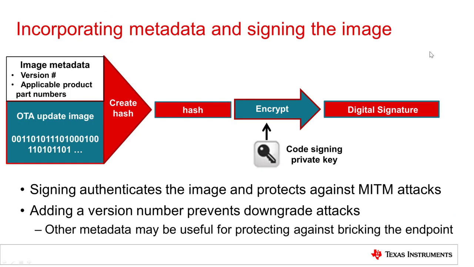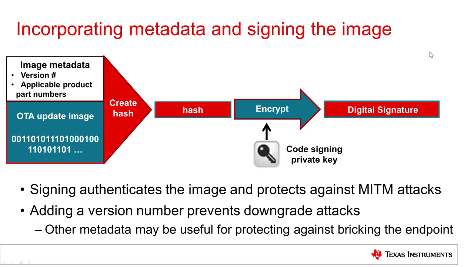So, how do we go about countering these security threats? The first step is to create a digital signature that we can use to sign the image. To do that, we would simply take the OTA update image, create a hash, and then we encrypt it using the private key of the code signing certificate to create the signature. By signing the image, we make it impossible for an attacker to pass malware via the OTA mechanism and then have that malware accepted as an upgrade.